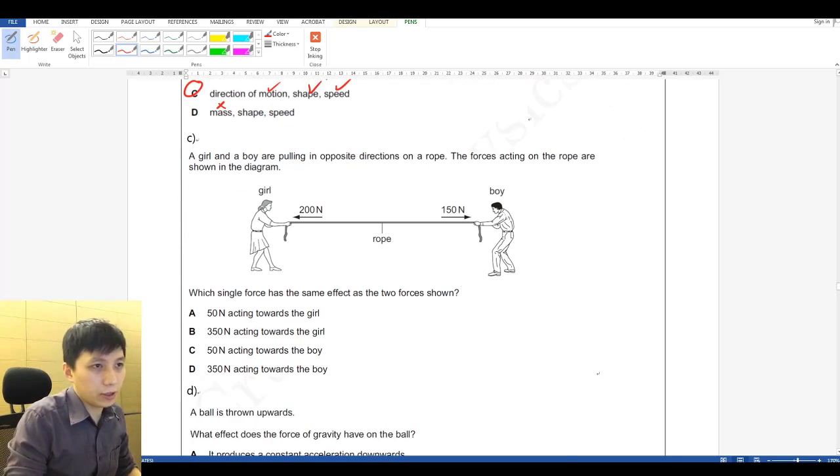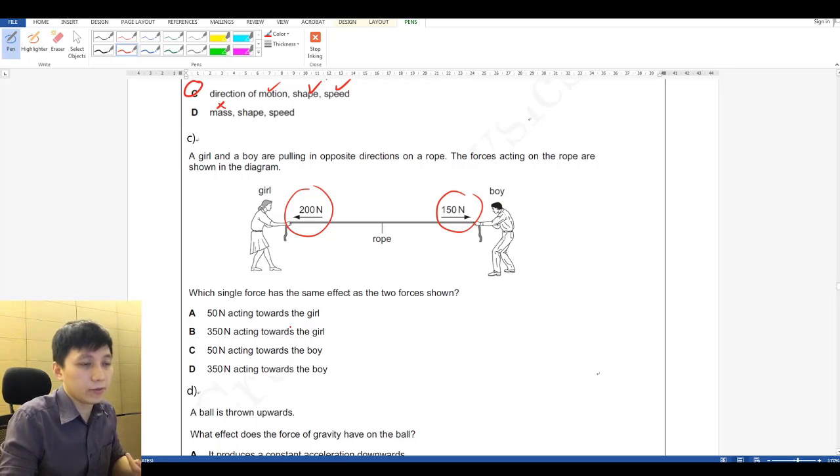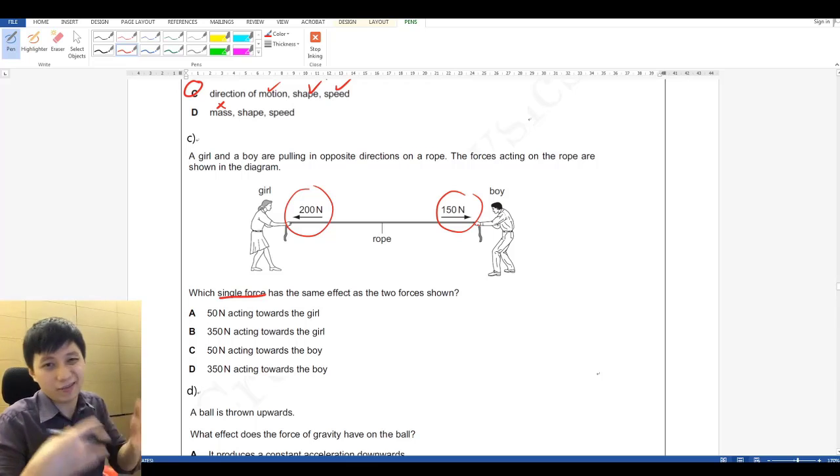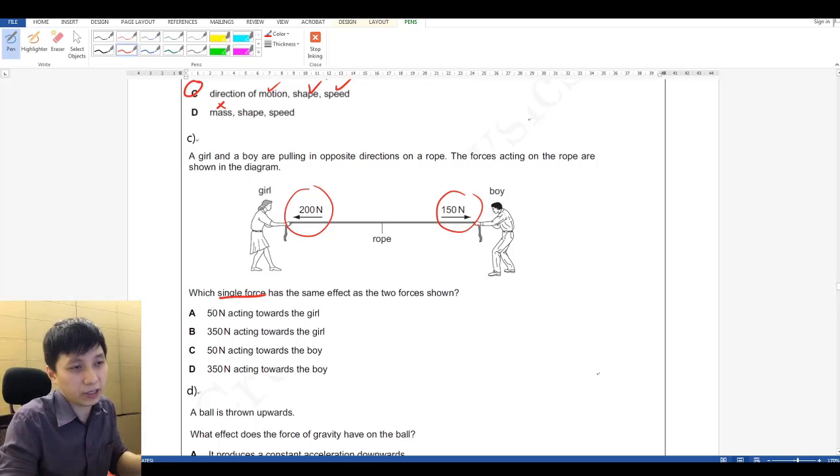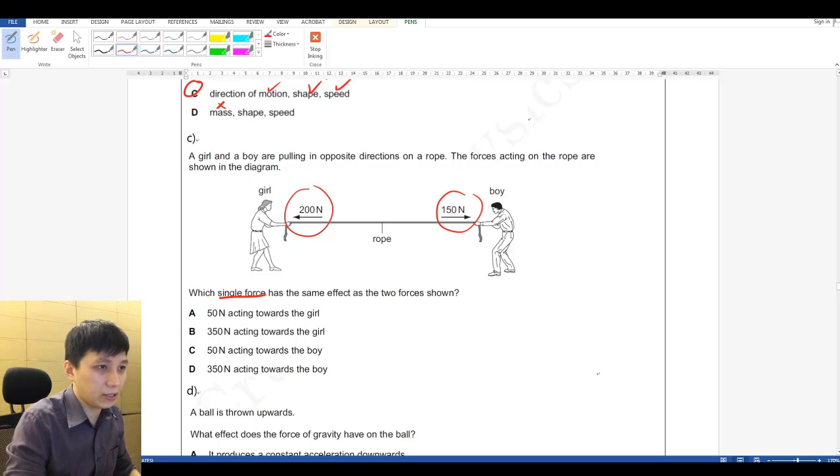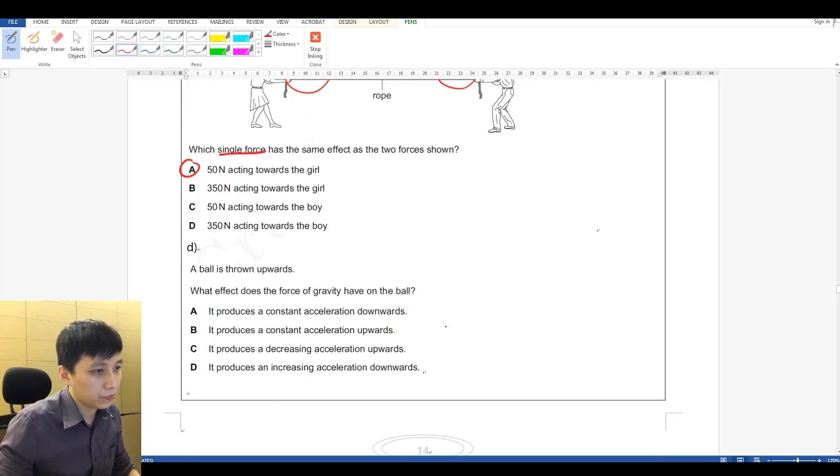Okay, next question. There are two people, one is pulling to the left with 200 Newton, one is pulling to the right with 150, and it asks these two forces would equal to which of the following single force. So this is something similar to the tug of war simulation that we did, and obviously the two forces here will equal to 50 Newton to the left, so the answer is A simply.